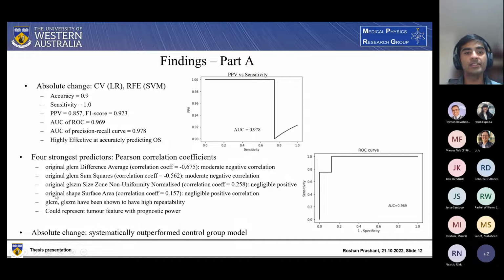Previous studies have shown that GLCM and GLSZM exhibit high repeatability. And so this knowledge, along with the results from this study, whereby the GLCM features have a moderate correlation with overall survival, could represent aspects of GBM tumors that could be correlated with the overall survival of patients. Furthermore, a comparison between Model A and the control group shows that Model A systematically outperformed the control group model on all of these parameters.